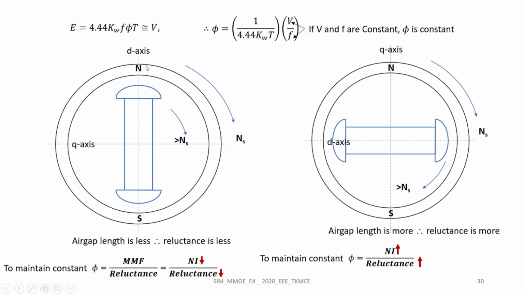So please remember, corresponding to direct axis alignment between stator and rotor, the air gap is less, therefore reluctance is less. In order to maintain constant flux, current also needs to decrease. So corresponding to the direct axis, armature current is minimum. Similarly, corresponding to the alignment of the quadrature axis of the rotor and the polar axis of the stator, as reluctance is more, in order to maintain constant flux, armature current also needs to increase. So corresponding to the alignment of the Q axis of the rotor and the polar axis of the stator, armature current is maximum.